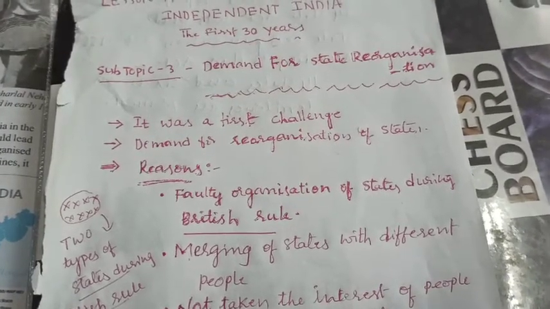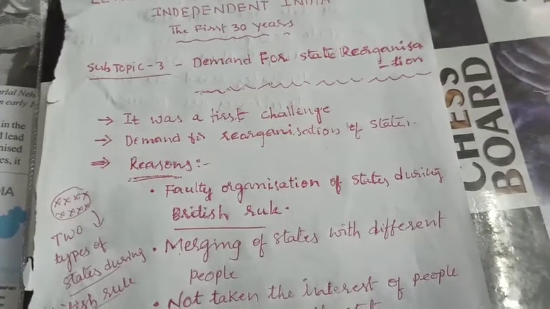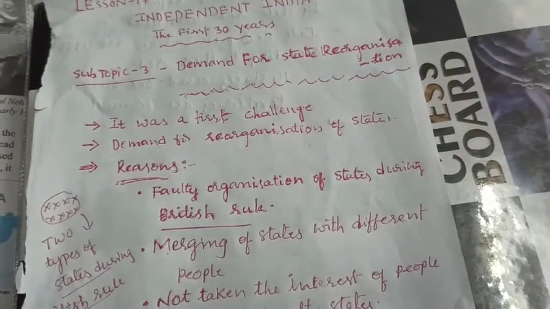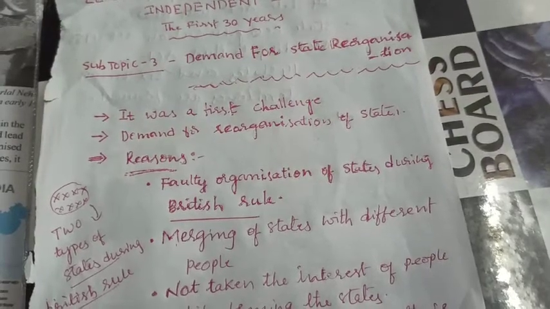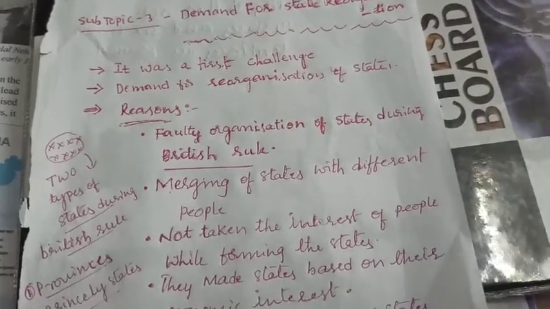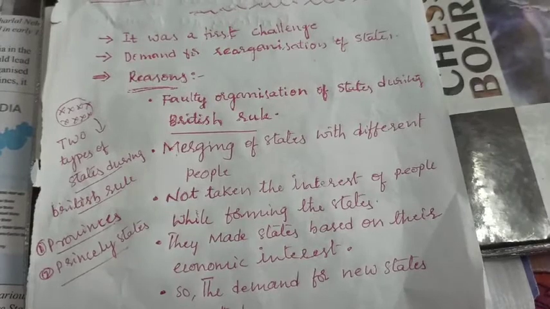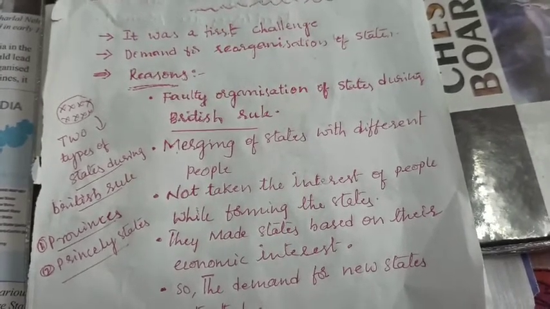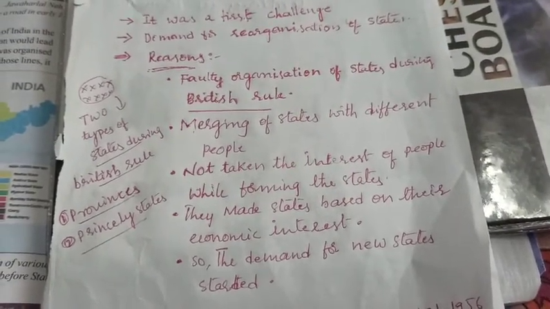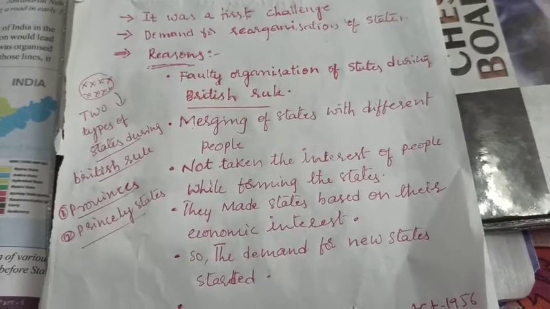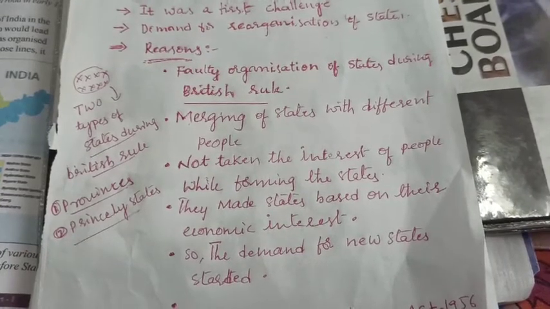States were formed during British rule according to their administrative convenience, or according to their interest, or according to their economic interest, but not according to the interest of the public, and even the opinion of the people was not taken. So they merged the states with different people and did not take the interest of the people while forming the states. They made states based on their economic interest, so that after getting independence, demand for new states started. So that was the first big challenge faced by Indian leaders after forming government.